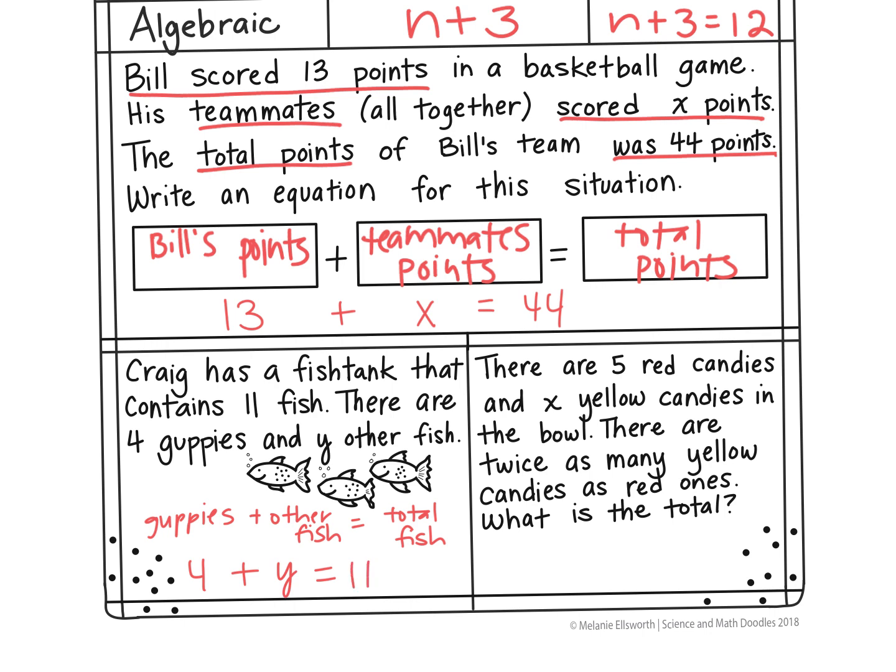You see, we're just pulling out the information to create an equation to represent that problem. We are not solving them. We are only writing the equation. This is what your practice is today too, okay?